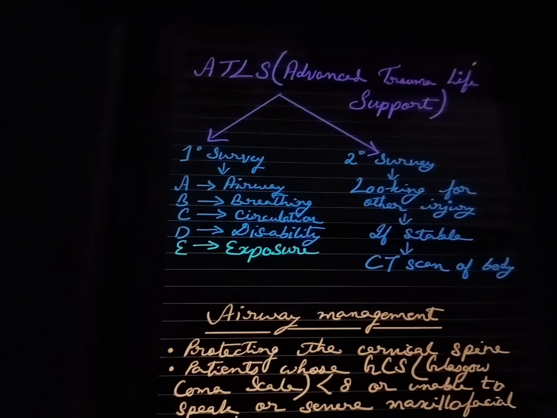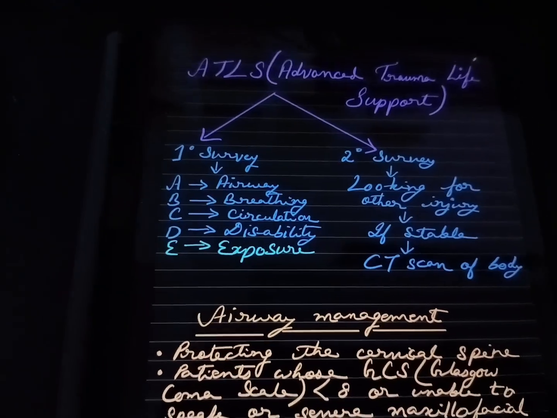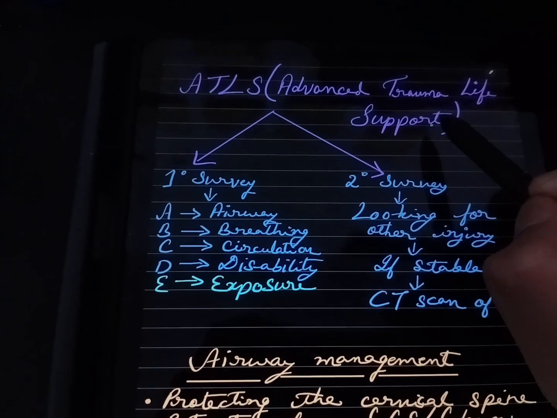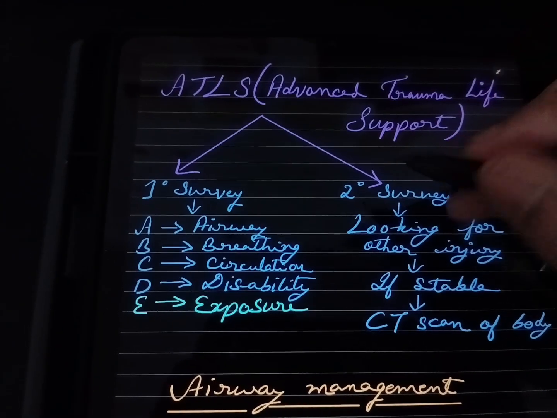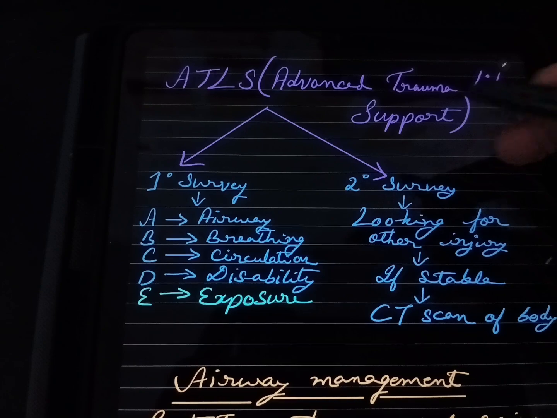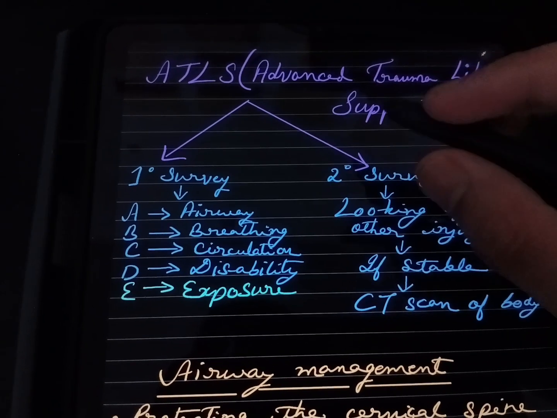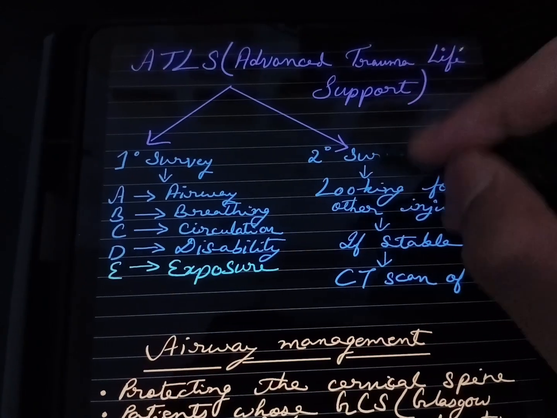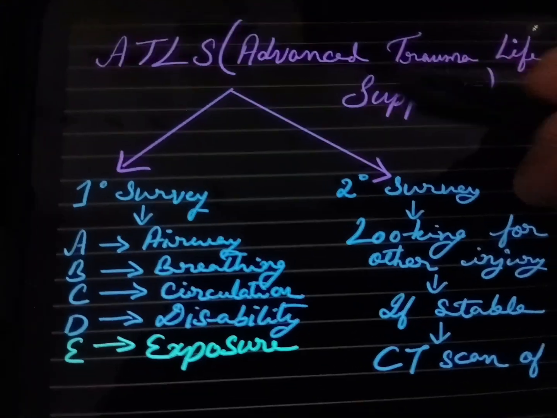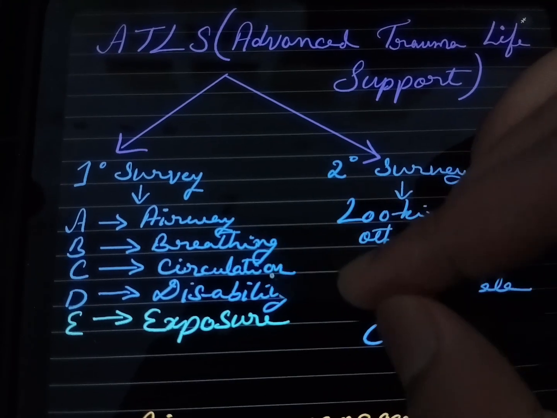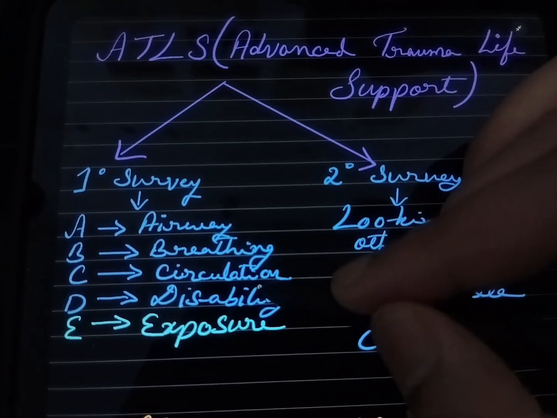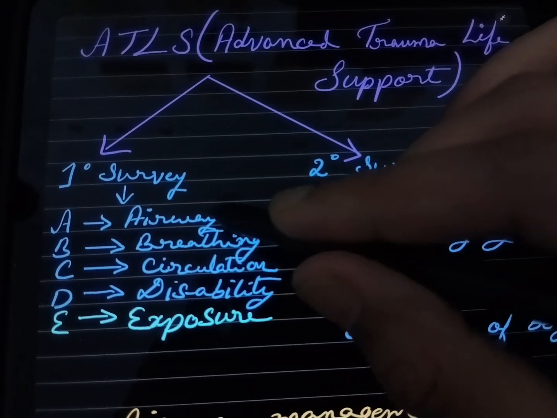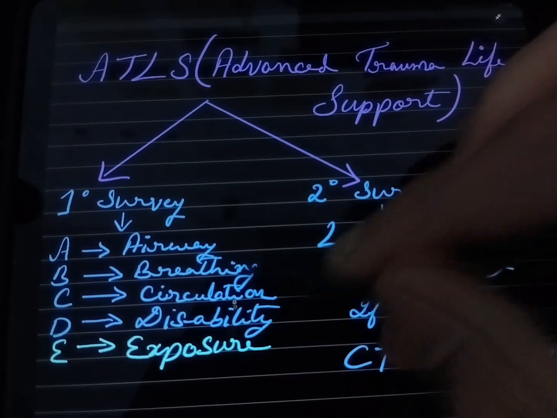Today we have to discuss the most important topic in trauma, that is ATLS, which stands for Advanced Trauma Life Support. ATLS consists of primary survey, secondary survey and tertiary survey, but tertiary survey is not important. So mainly we have to discuss primary survey and secondary survey. In primary survey, we deal with ABCDE, that is airway, breathing, circulation, disability and exposure, where exposure is not so important, so mainly we discuss airway, breathing, circulation and disability.